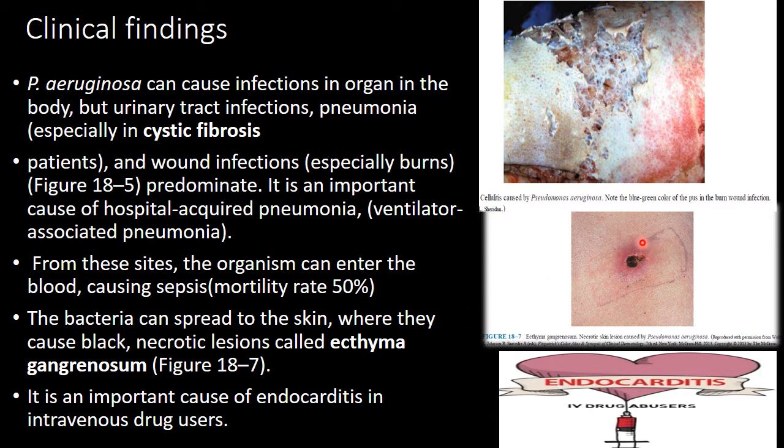This is ecthyma gangrenosum. This is a pseudomonal skin infection, and you know that this infection has no pus. Ecthyma gangrenosum is a skin lesion caused by Pseudomonas aeruginosa. In burn patients, Pseudomonas aeruginosa produces a blue-green color of pus in the wound.